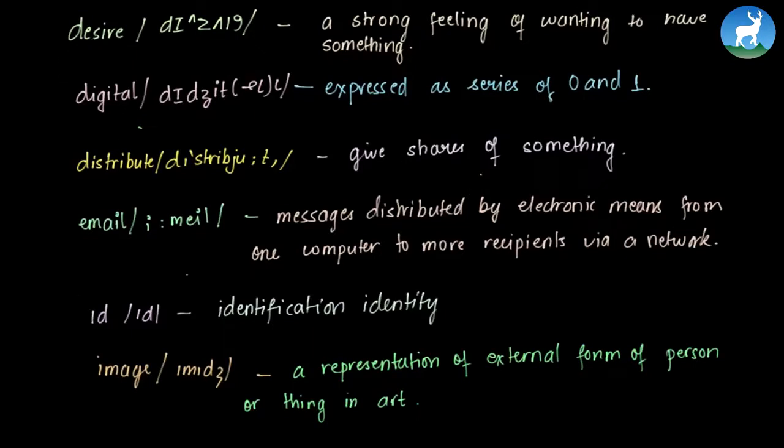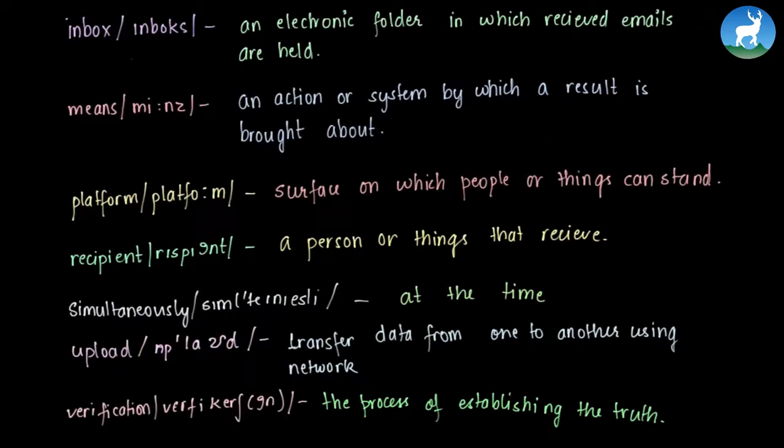So DE comes before DI and DIG comes before DIS. So after DIS comes E. So after D comes E, so email, and after E comes I. So after E, there are no words starting from F, G or H. Directly we have ID. So ID is the next after email in this case. And ID comes before IM. And similarly, IM comes before IN.